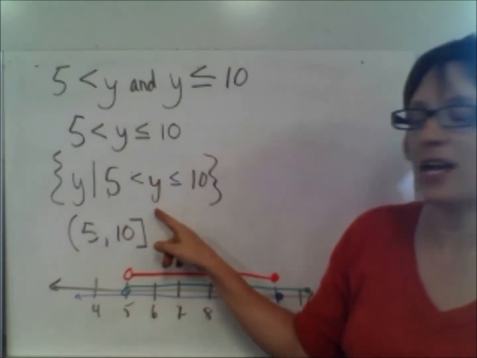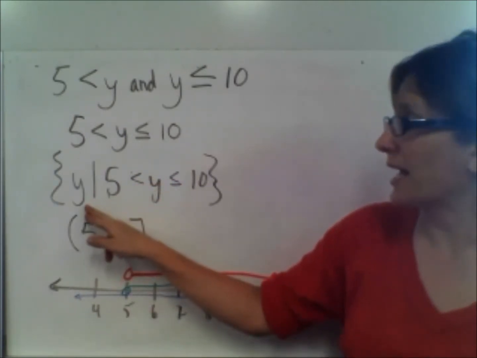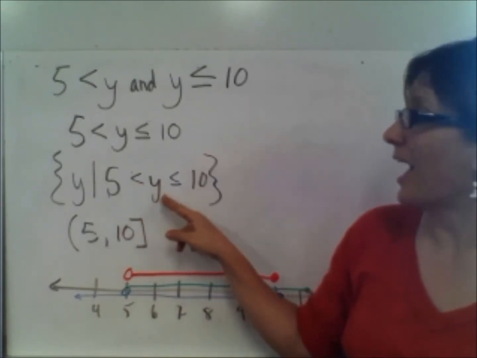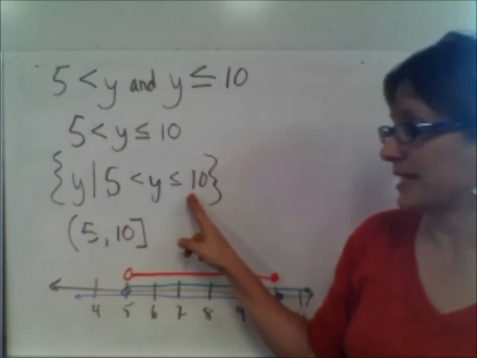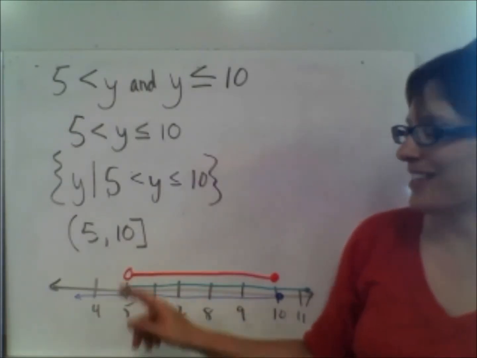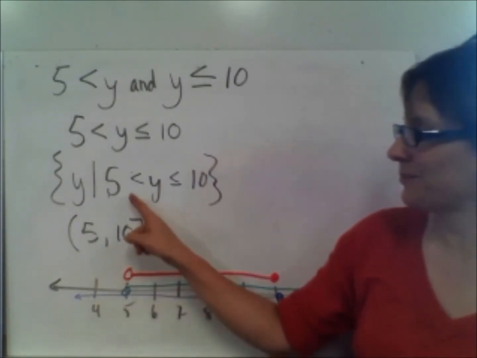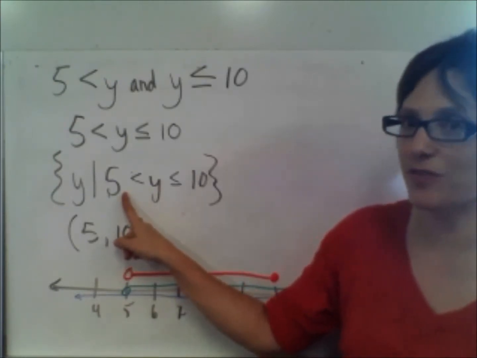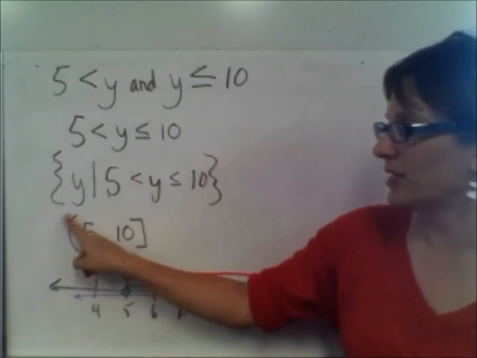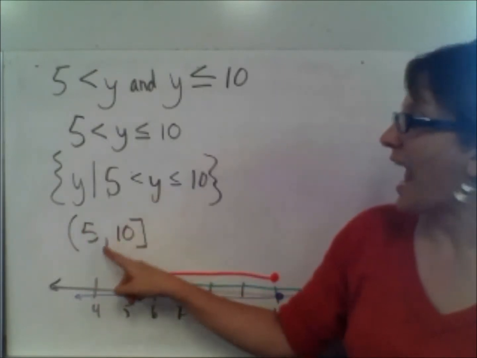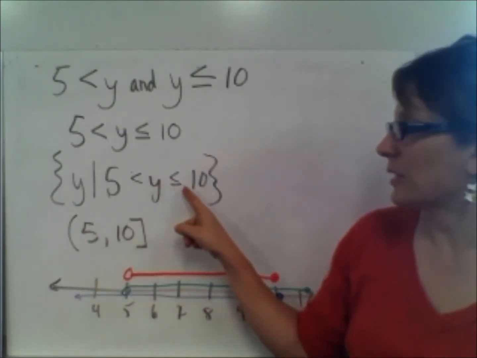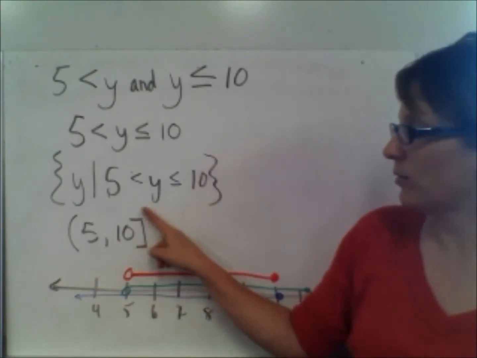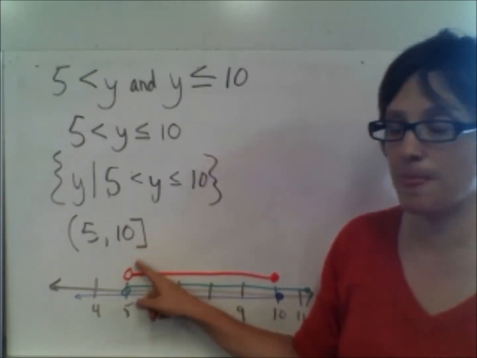I can write it in set notation, the set of y such that 5 is less than y, and y is less than or equal to 10. I can do it in interval notation. 5 is less than y. My lowest number is 5. It's not equal to, it's an open parenthesis, and y is less than or equal to 10. 10 is my highest number. It can be equal, so I have a bracket.